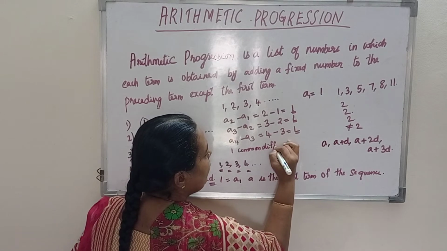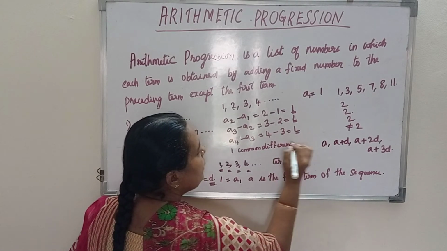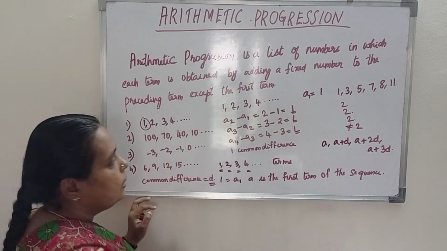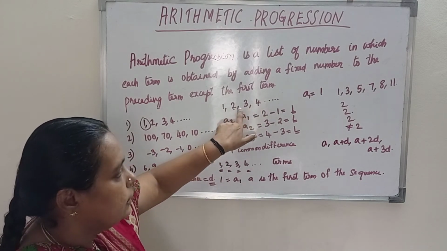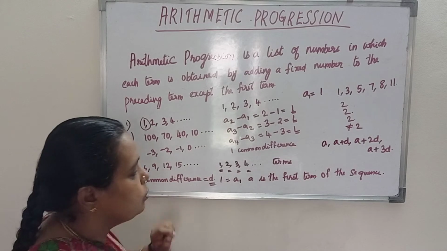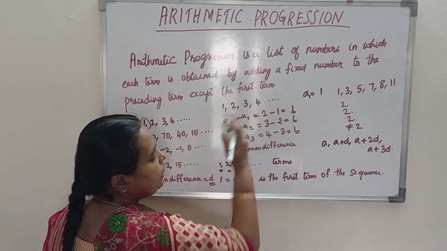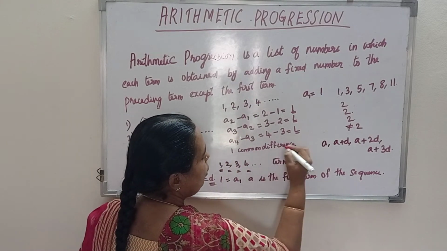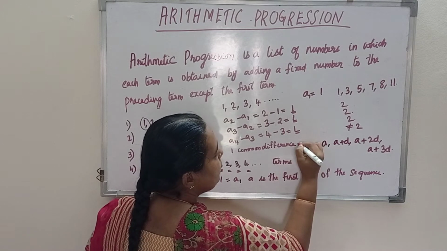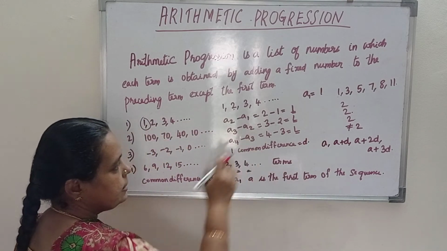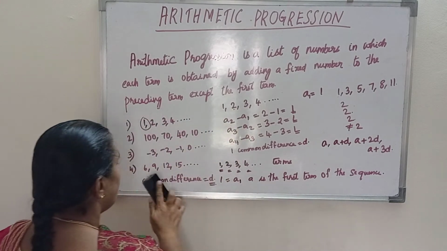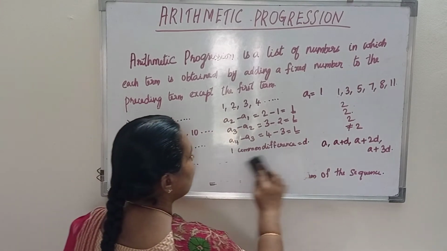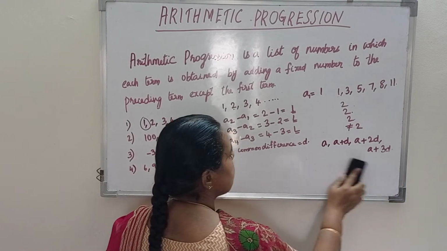This is how we find the common difference. We subtract the first term from the second term, the second term from the third term, the third from the fourth, the fourth from the fifth, and so on. We subtract the immediate two terms to get the common difference. So here in this case, 1 is the common difference D. We will see the next example, how to find out the common difference.